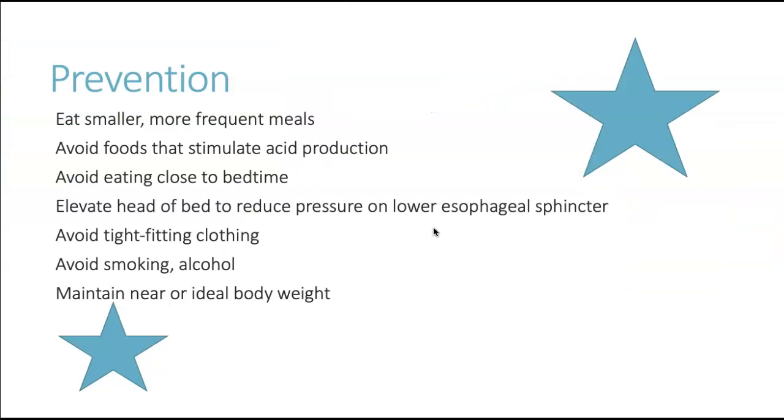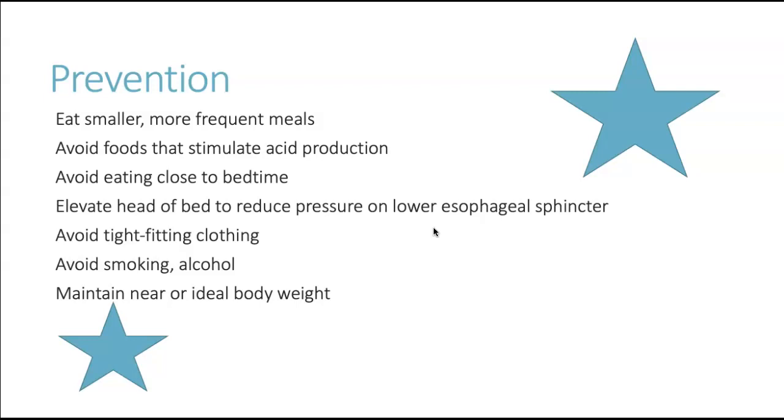So for prevention, what we like to teach our clients is to eat more frequent and smaller meals. Smaller meals multiple times a day. Avoid those huge, large meals if at all possible. We need to avoid foods that stimulate acid production. And I want you to think really hard on what kind of foods can stimulate acid production. We do talk about some here on the slides.